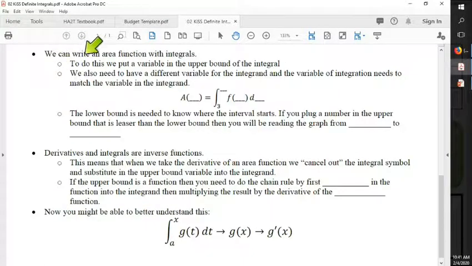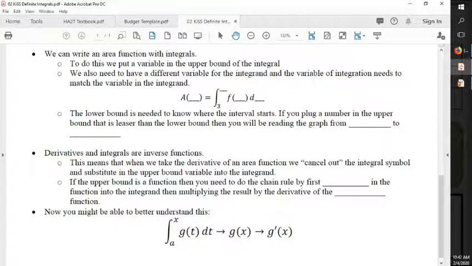We can write an area function with integrals. You remember how you had formulas to find the area of the triangle and the trapezoids? We can write area functions with integrals, and this is how they would look. To do this, we put a variable in the upper bound. Usually that's what we do. We also need to have a different variable for the integrand, and the variable in the integration needs to match the variable in the integral. Whoa, okay, that's a mouthful. Let's just draw the picture.